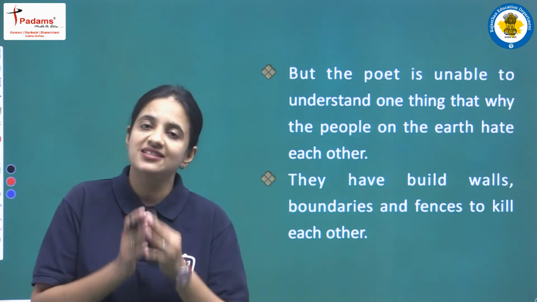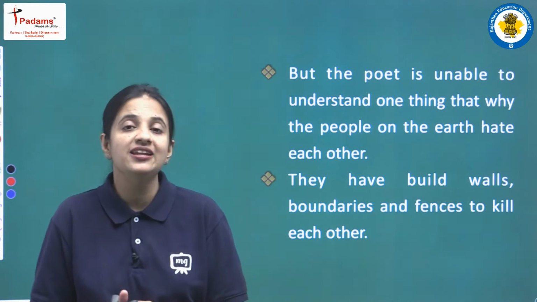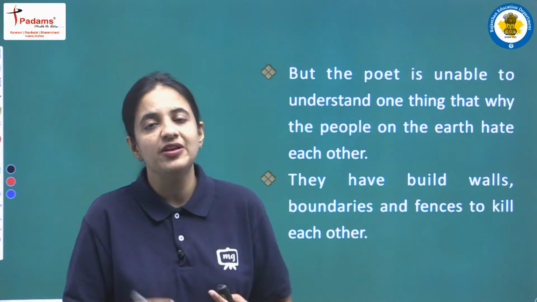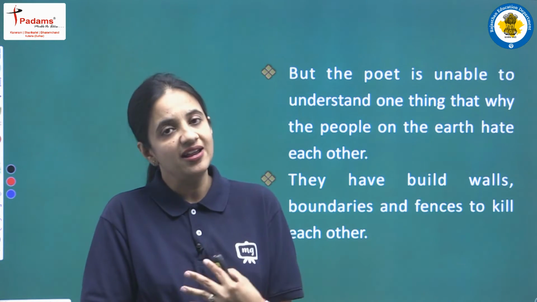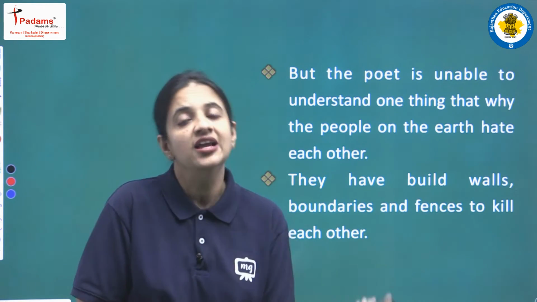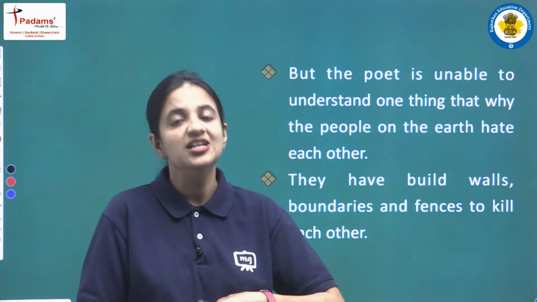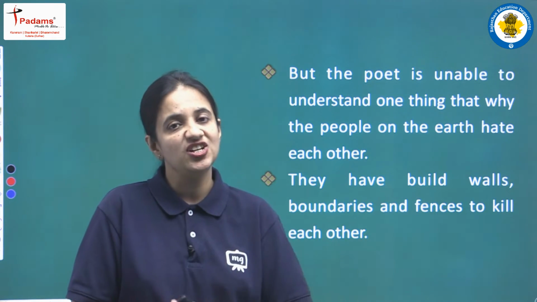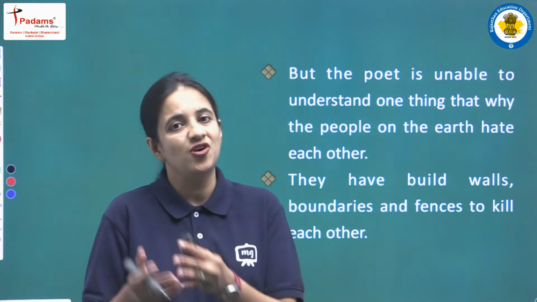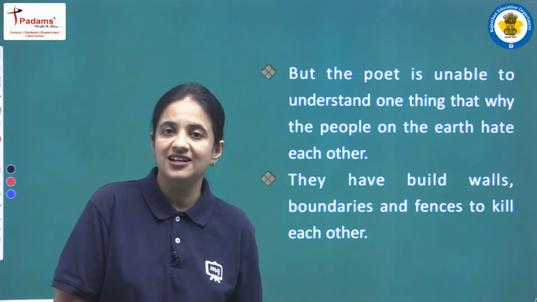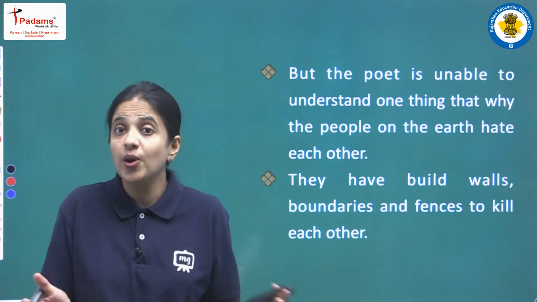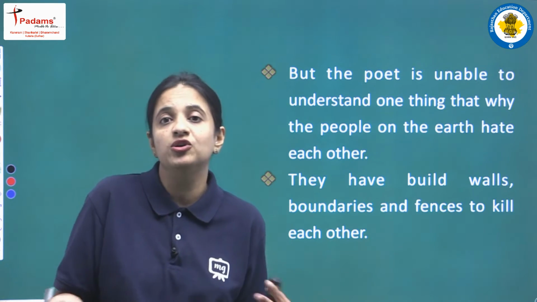Still he is unable to understand why we human beings have so many differences, so much discrimination, and on the basis of race, color, religion, language, we hate each other, we kill each other, we fight with each other. So what is the reason? That is still a mystery, and the poet has no idea, no clue about the reason.